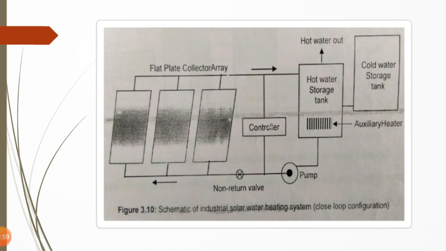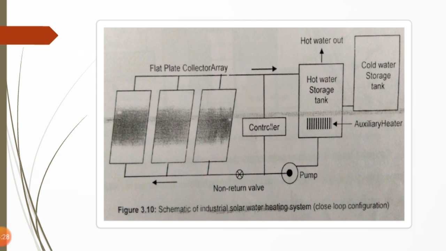This is the closed circuit, so it is also called the closed loop configuration, and there is a non-return valve which is used for flow in only one direction. That means the water flows in only one direction. This water cannot return again to the storage tank, otherwise there is mixing of water and there is no use. So here there is unidirectional flow of the water, and for that purpose the non-return valve is used.